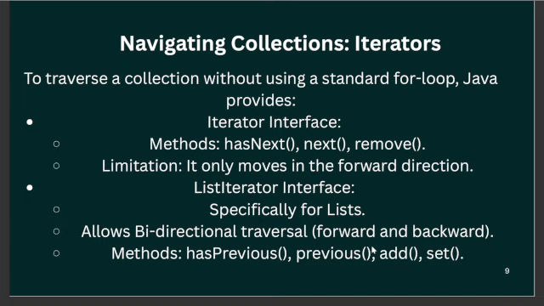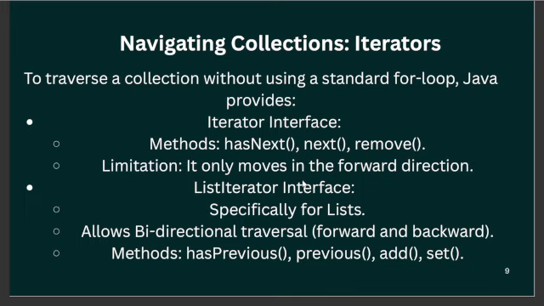The next topic is navigating collections with iterators, which traverse a collection. To traverse a collection without using a standard for loop, Java provides iterator interfaces. It contains some methods which are hasNext, next, and remove. hasNext is basically used to check for the next element. next is used to get elements, and remove is used to delete an element. There is a limitation: it only moves in the forward direction.